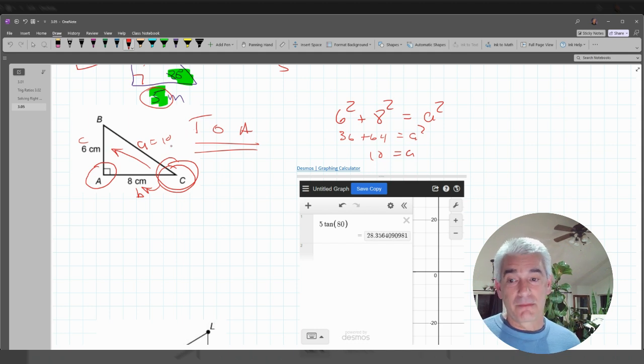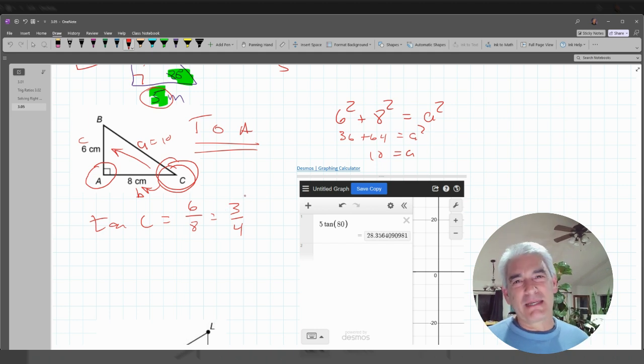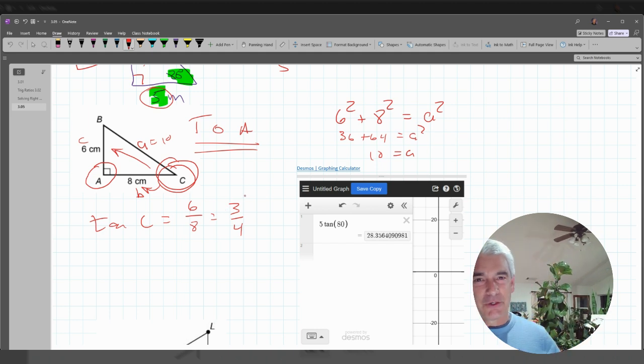So tangent's the best. So tangent of, in this case, I don't know what the angle is. I'm trying to find the angle. So tangent of C equals 6, the opposite side over the adjacent side. And if you want, you can reduce that to 3/4. Okay, so this is a little bit tricky, you've got to really think about your algebra here.